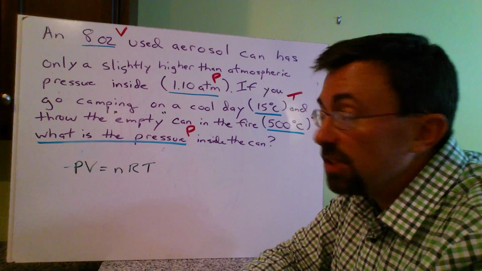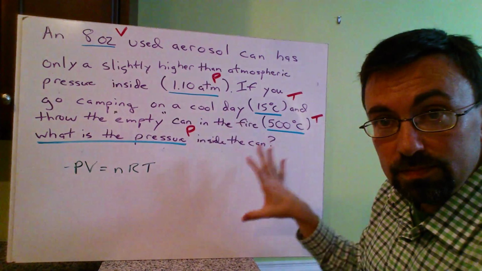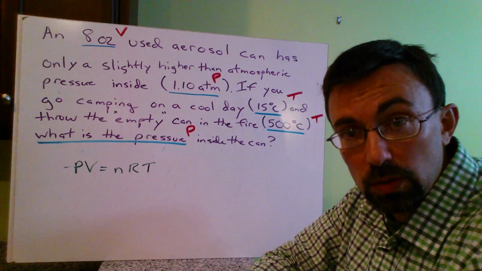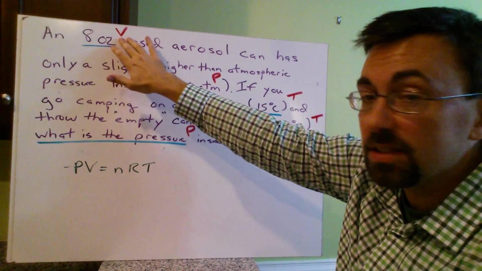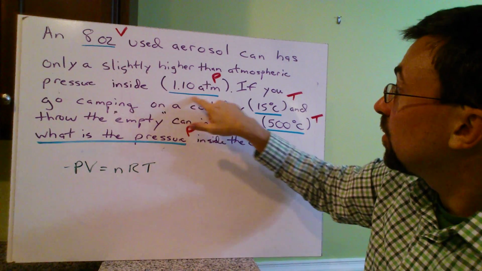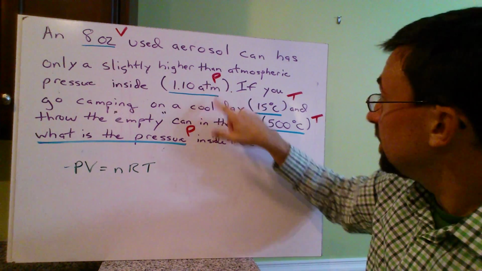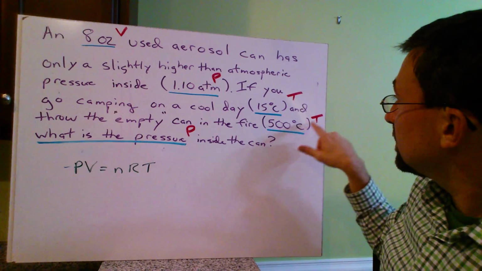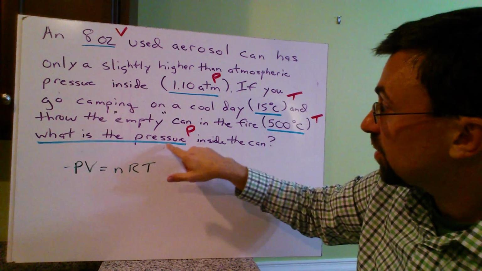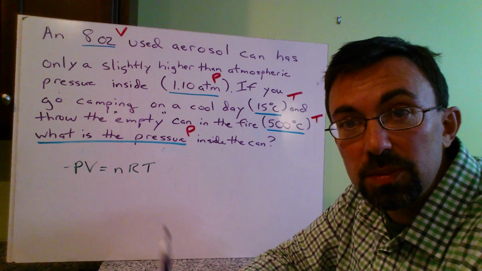I want you to go through and just underline everything that's a number, or what you're asked to calculate. And then I want you to put the symbol there. So 8 ounces, that's a volume, that's how big the can is. 1.1 atmospheres, that's a pressure, so I'm going to put a P. 15 degrees Celsius, that's a T. 500 degrees Celsius, that's a T. And they asked me to calculate the pressure, so that's a P. And if you do this, it becomes super easy.